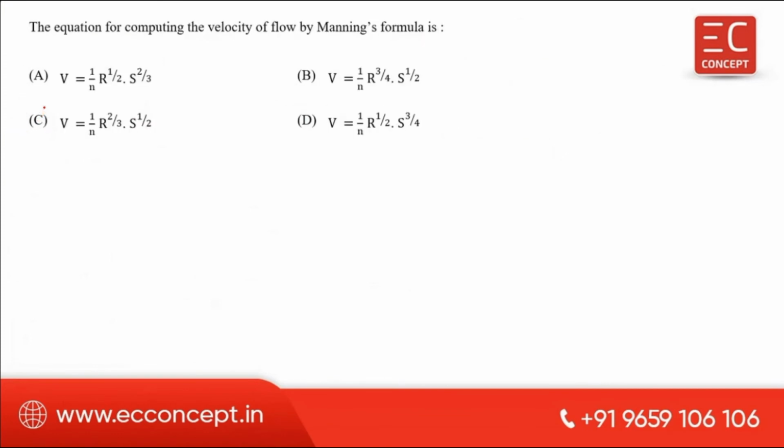Now next one. The equation for computing velocity of flow by Manning's formula. It's a very simple question. V is equal to 1 by n, R power 2 by 3, S power 1 by 2. So this is a direct formula. Okay. So see, some of the questions in the 2 mark itself have been asked very simple, and some of the questions in 1 mark itself have been asked very tough.